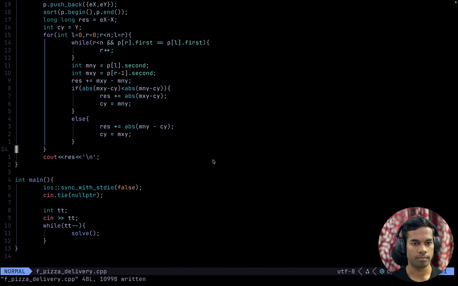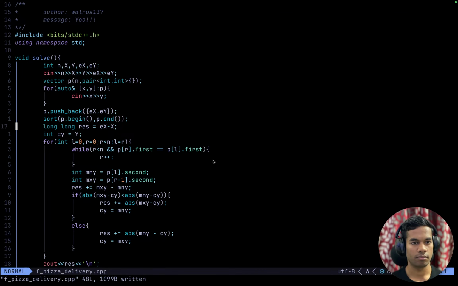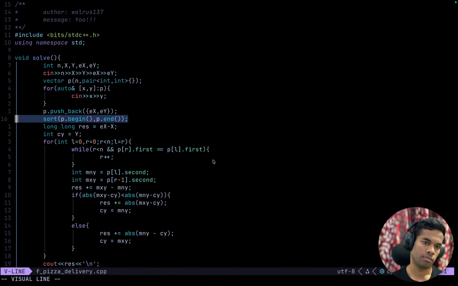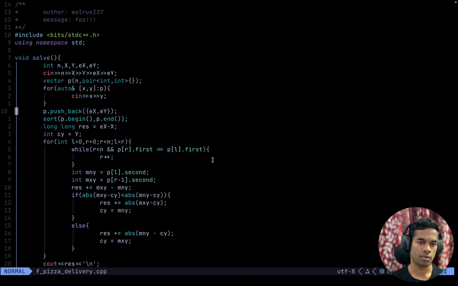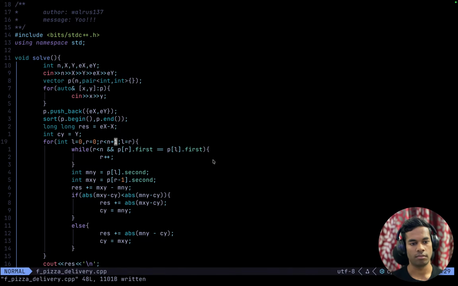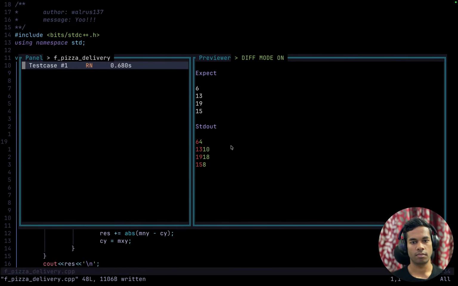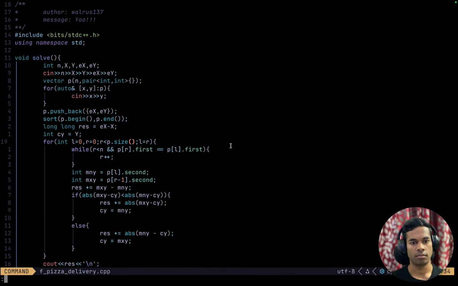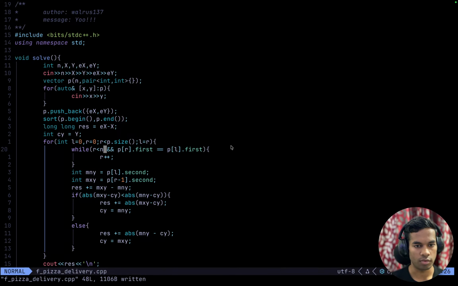Still, we don't, because this thing is going till n. N plus one, or we could say p dot size. Okay, it keeps on running because we also have to make a change here. P dot size.